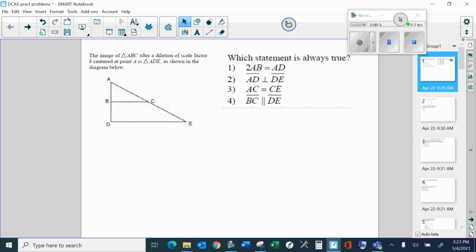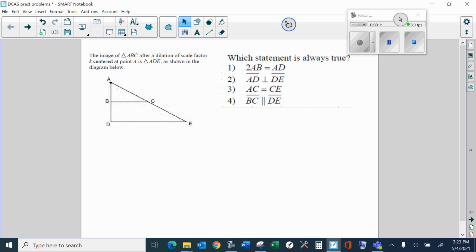Okay, notice we have an overlapping triangle here. That means there's a dilation centered at A. Okay, we just got to talk about dilations here. All we know is the scale factor is K. So we don't know what it is. So number one, it's saying the scale factor is 2. We don't know that, so that's not true.